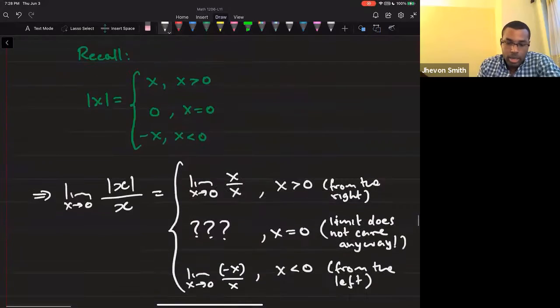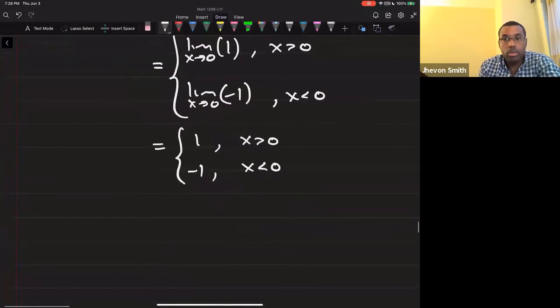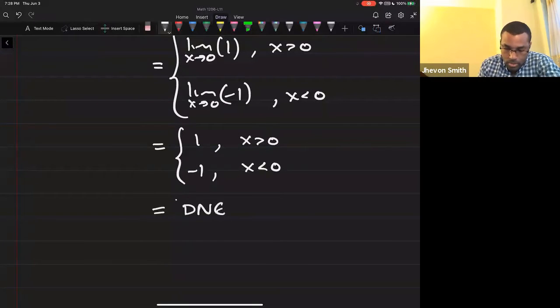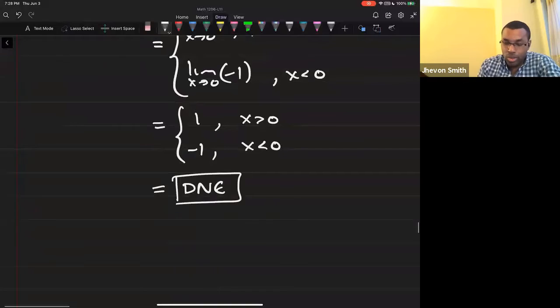Now, we are looking at the limit as we approach 0. So what does this tell you about the limit? It doesn't exist. Does not exist. Left and right don't agree. So in a weird way, this is step 2. I did simplify.